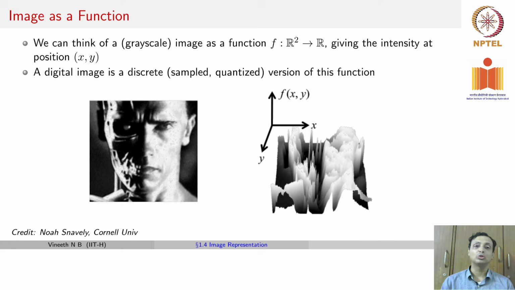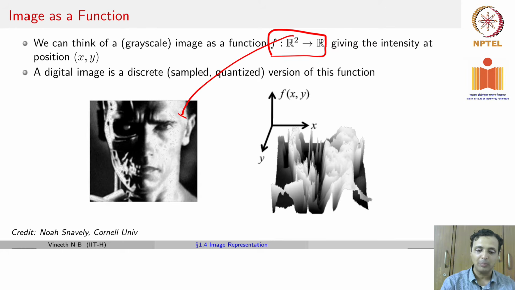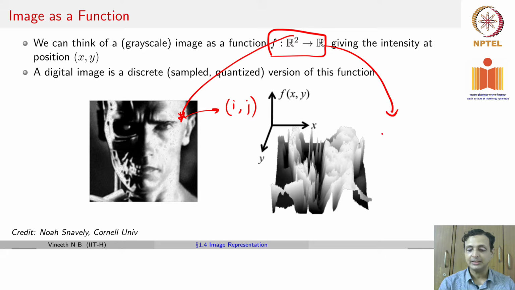A matrix is not the only way to represent an image. An image can also be represented as a function. Why so? It helps us perform certain operations on images more effectively if we also represent it as a function. In this case, the function goes from R squared to R, where R squared simply corresponds to one particular coordinate location on the image, say (i, j), and the range R is the intensity of the image, which could assume a value between 0 and 255, or 0 and 1 if you choose to normalize the image.